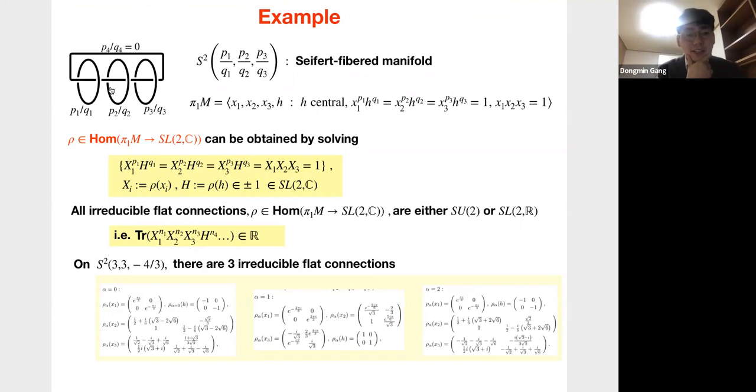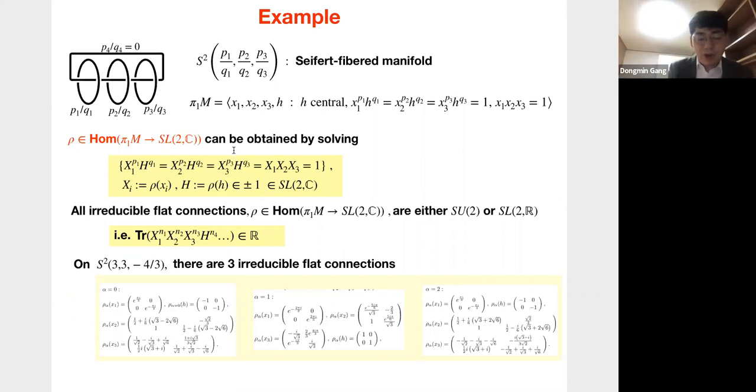As I mentioned, the three-manifold is given by this Seifert representation. We are considering four components of a link, and we assign three fractional numbers and zero to the last component. This defines a three-manifold called the Seifert fibered manifold with three fibers. We know the fundamental group, and then we can consider the irreducible flat connections and check that these are all real.